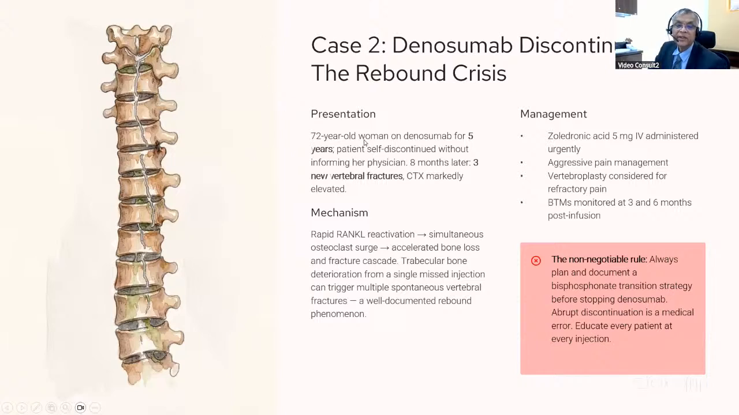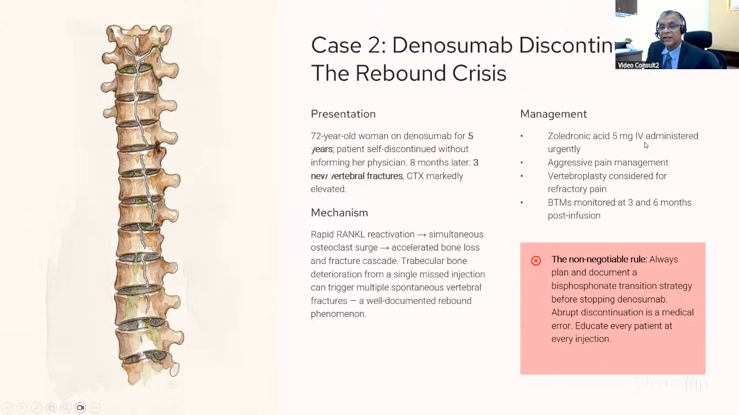Second, a 72-year-old woman on denosumab for 5 years. The patient discontinued without informing the physician. 8 months later, 3 new vertebral fractures. CTX is elevated because the antiresorptive effect is gone. The RANK-ligand activation simultaneously causes an osteoclast surge, accelerated bone loss and fracture cascades. Trabecular bone deterioration from a single missed injection can trigger multiple spontaneous vertebral fractures, a well-documented rebound phenomenon. So one fracture will trigger many things.